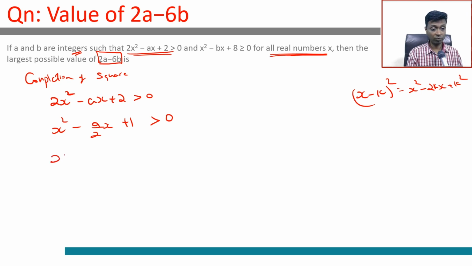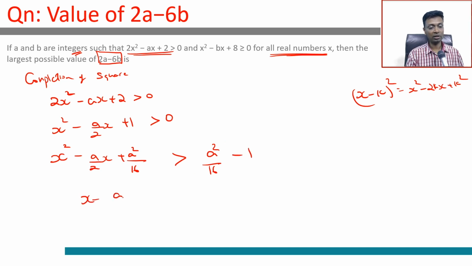What do I mean by that? Suppose this were x² - (a/2)x + a²/16. This is (x - a/4)². And I cannot just add on one side. So I'll add a²/16 at this side also, and then bring this plus 1 this side as minus 1. Or (x - a/4)² is greater than a²/16 - 1.